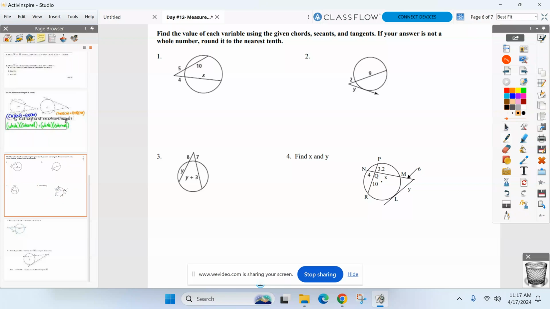All right, let's see if we can get through this. Number one. I was talking before we were rudely interrupted about my biggest fear, and that is you're going to treat this like a chords problem, 4 times x, 5 times 10. You have to make sure you know it's secants. These are not part times part, it's whole times external.